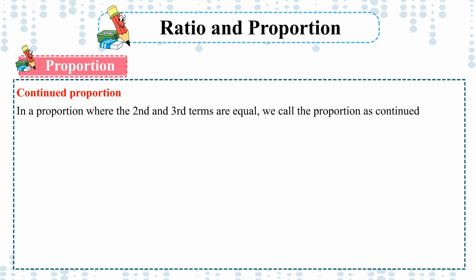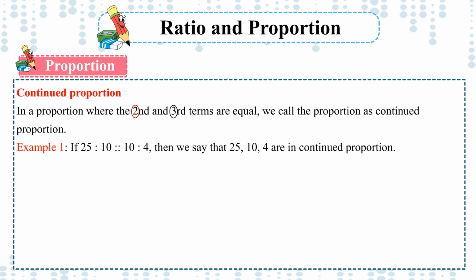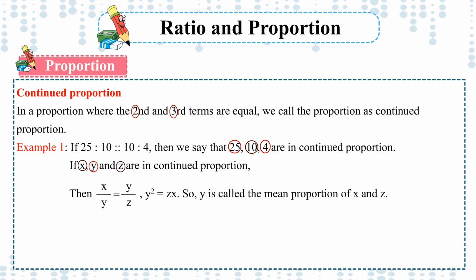Continued proportion. In a proportion where the second and third terms are equal, we call the proportion a continued proportion. Example 1: if 25 ratio 10, 10 ratio 4, then we say that 25, 10, 4 are in continued proportion. If x, y and z are in continued proportion, then x upon y is equal to y upon z. Y raised to the power 2 is equal to zx. So, y is called the mean proportion of x and z.